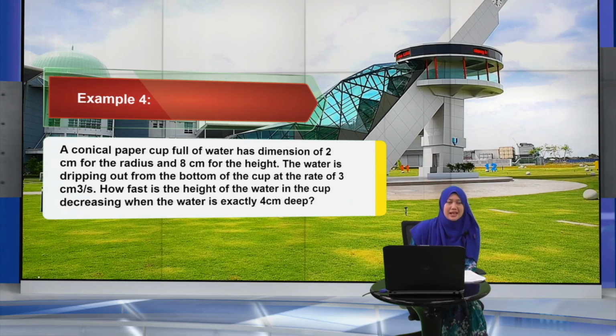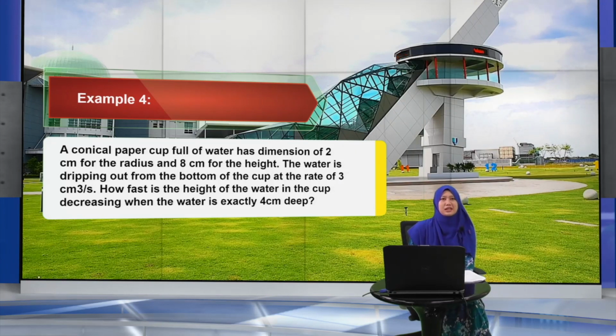For example 4, a conical paper cup full of water has dimensions of 2 centimeter for the radius and 8 centimeter for the height. The water is dripping out from the bottom of the cup at the rate of 3 centimeter cube per second. How fast is the height of the water in the cup decreasing when the water is exactly 4 centimeter deep?